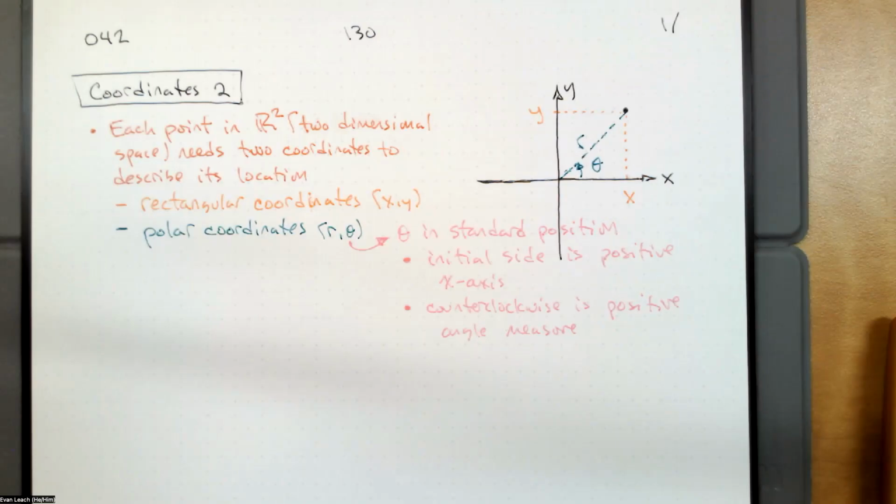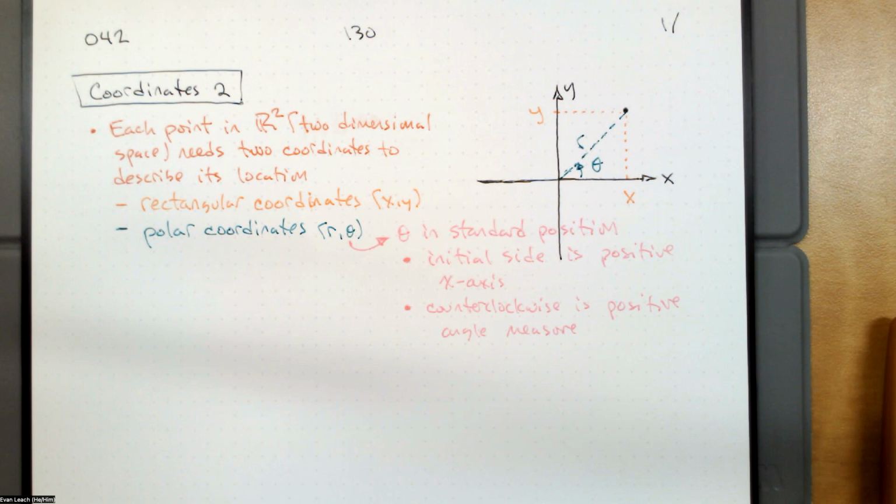Today we want to keep talking about coordinates. If you recall, we want to describe each point in R2, that's our abbreviation for two-dimensional space, with two coordinates. Since we're in 2 dimensions, we need 2 coordinates. When we're in 3 dimensions, we need 3 coordinates, and so on. But right now we're going to limit ourselves to R2. We have 2 coordinates to describe the location.